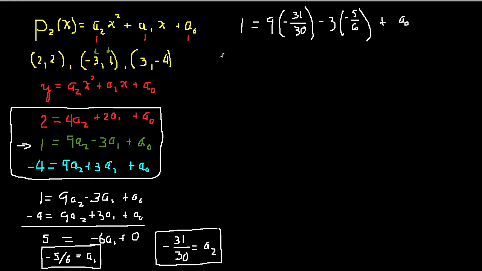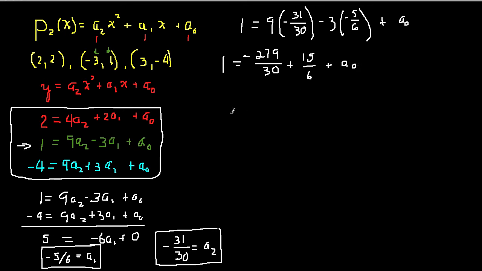Okay, now let me use a little algebra here. I have 1 over here, so still 1, is equal to, now 9 times negative 31 over 30 looks like negative 279 over 30. This is a plus 15 over 6 plus a0.